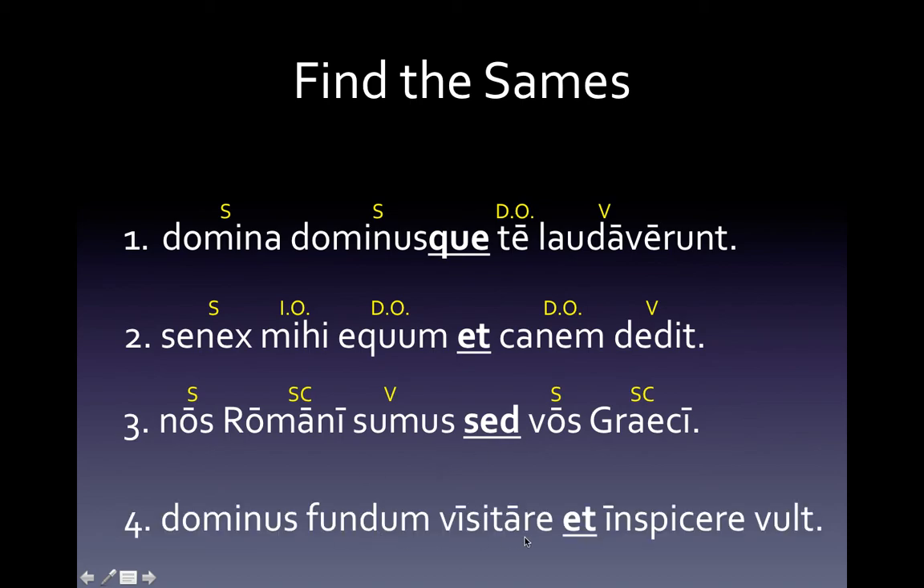All right, dominus fundum visitare et inspicere vult. Et is our connector here. What do you think the sames are and the gap? You probably saw that there are two complementary infinitives here. So the master wants to visit and to inspect the farm.